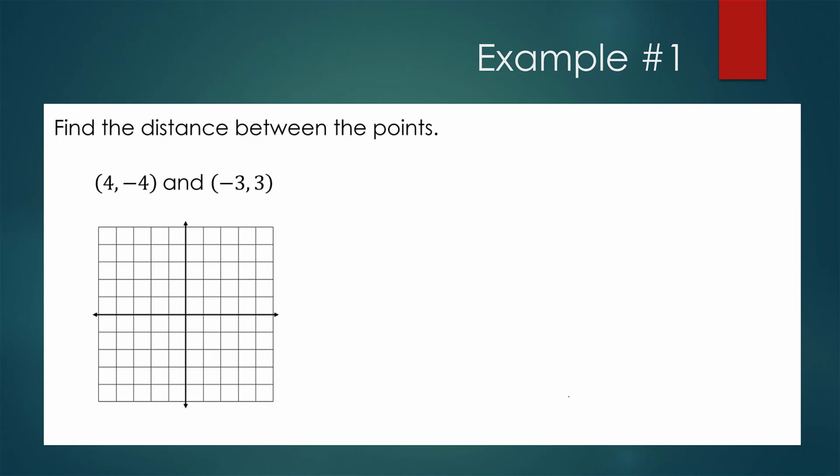So if we do our first example here, find the distance between the points. What I'm going to do is I'm going to plot these points. 4, negative 4. So right 4, down 4, and negative 3, 3. Left 3, up 3. I want the distance, so I'm going to draw in that segment by connecting the 2 points.